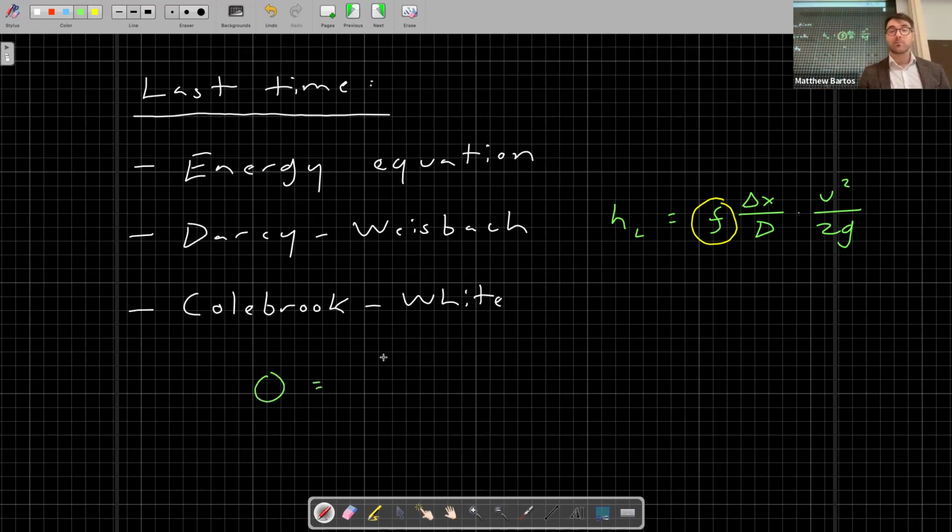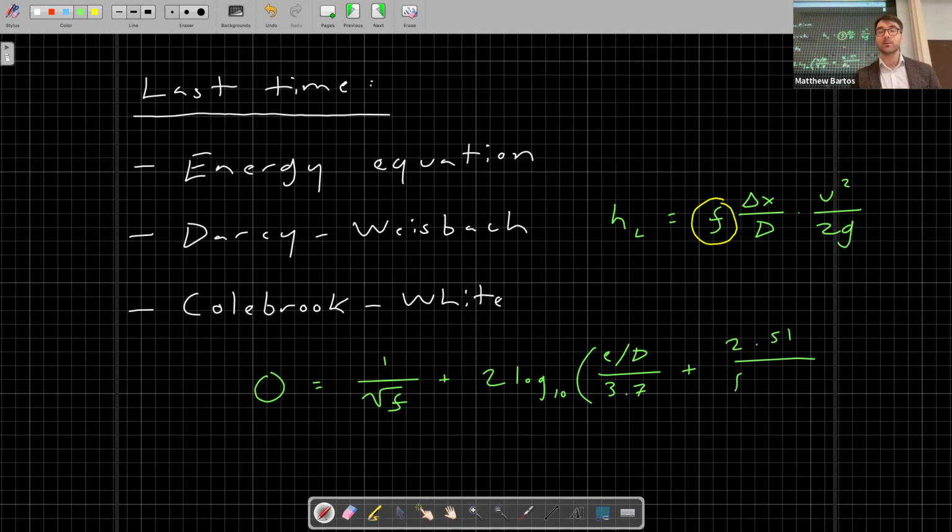0 is equal to 1 over the square root of the friction factor plus 2 log 10 of quantity E over D, where E is the roughness height, D is the diameter of the pipe. E over D divided by 3.7 plus 2.51 divided by the Reynolds number times the square root of the friction factor. So we have a method for computing the head losses, which depends on some friction factor, and we have a method for computing the friction factor based on the pipe properties.